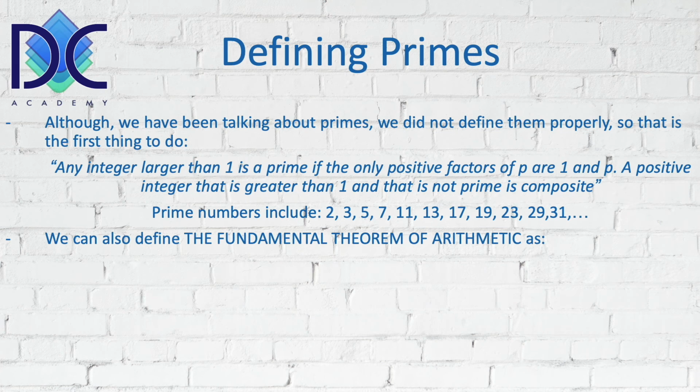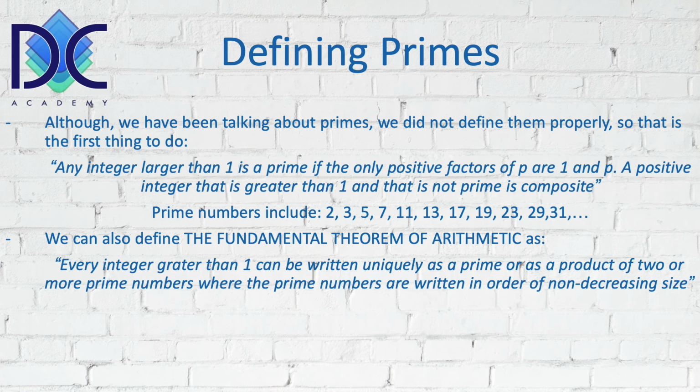Based on this, we can define what we call the fundamental theorem of arithmetic, which says that every integer greater than 1 can be written uniquely as a prime or as a product of 2 or more prime numbers, where the prime numbers are written in order of non-decreasing size. Non-decreasing size means that we may have repetitions, for example, of 11.